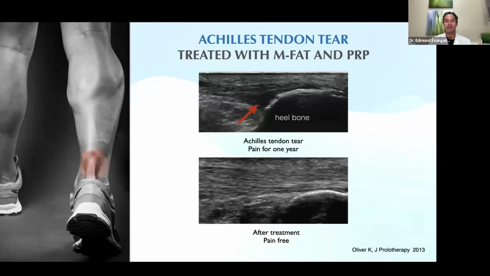Next case is an Achilles tendon tear. You can see on the top picture the tendon at the attachment, the tear. And this patient underwent MFAT with PRP and showed nice healing of that tendon defect following treatment, with good resolution of pain.